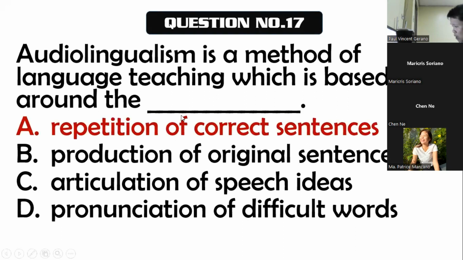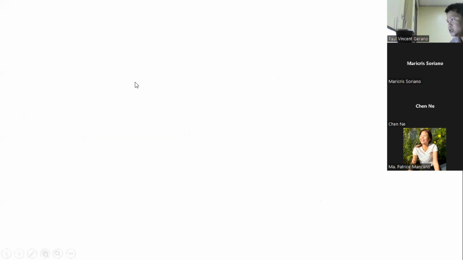Letter A. Sa anong learning theory associated ang audiolingualism? Behaviorism, right? Pag behaviorism, paulit-ulit, no? Repetition of correct sentences. Repetition, habit formation for mastery, for perfection. So behaviorism, paulit-ulit. The correct answer is letter A, repetition of correct sentences. Continue. Number 18.